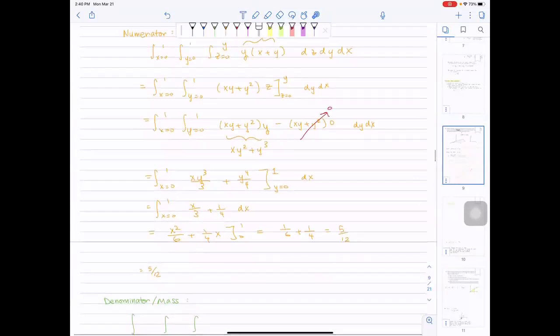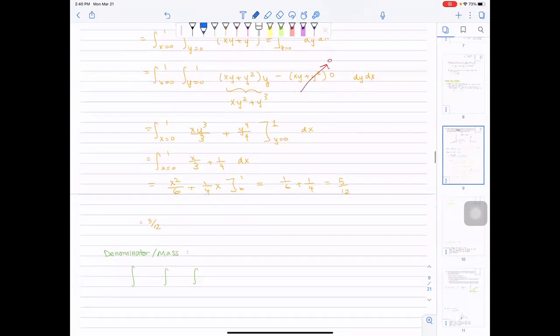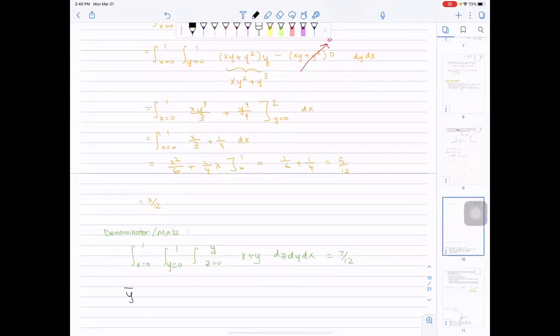Okay, and then for the denominator, we take the same exact bounds, except now our expression is just the density itself. So x from 0 to 1, y from 0 to 1, z from 0 to y, we just do x plus y, which is our density, dz, dy, dx. So your centroid will be the numerator divided by this denominator, which I won't calculate. But you will get that the y centroid, center of mass, right, not centroid, is 5/7. Any questions on this example?